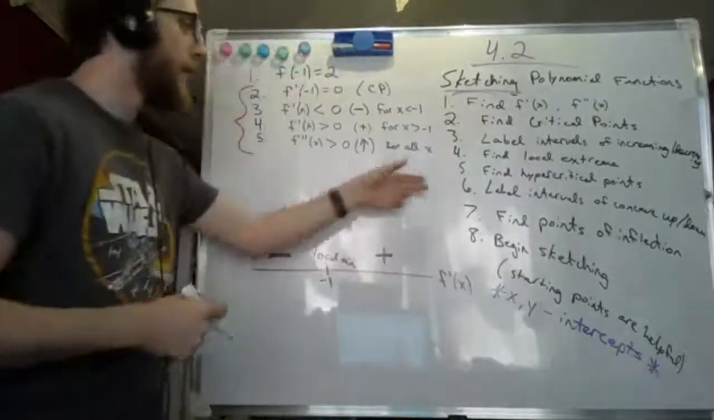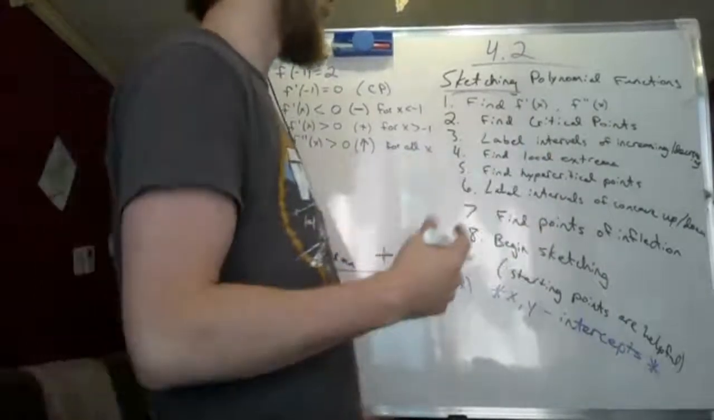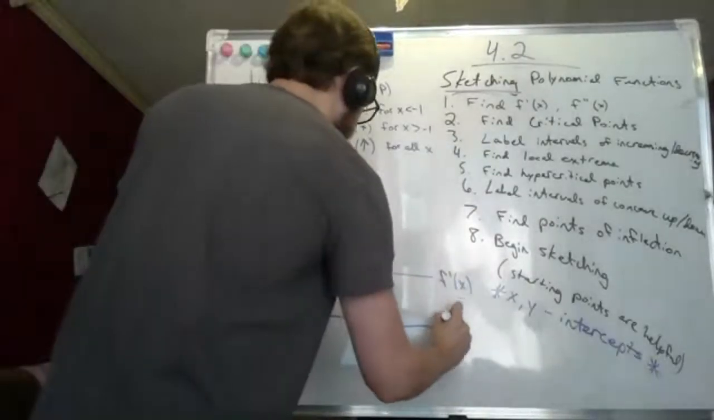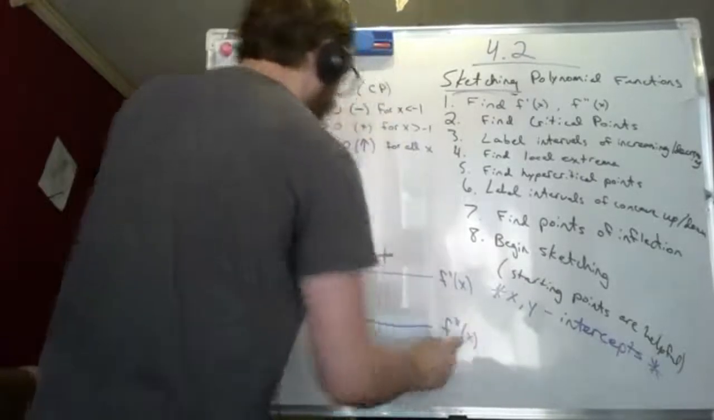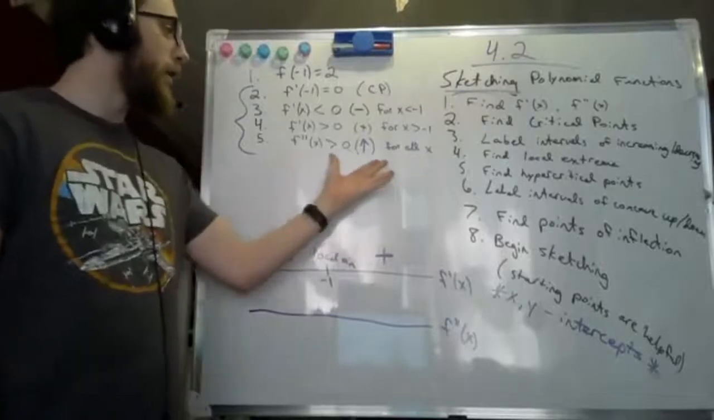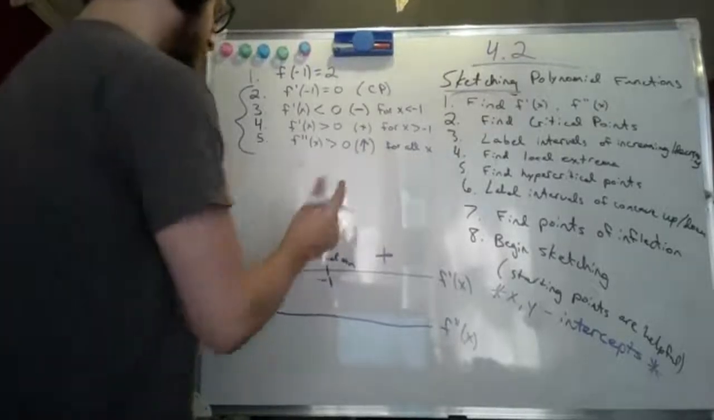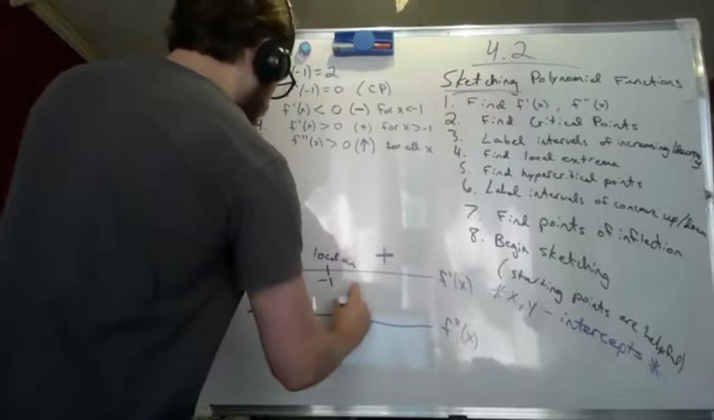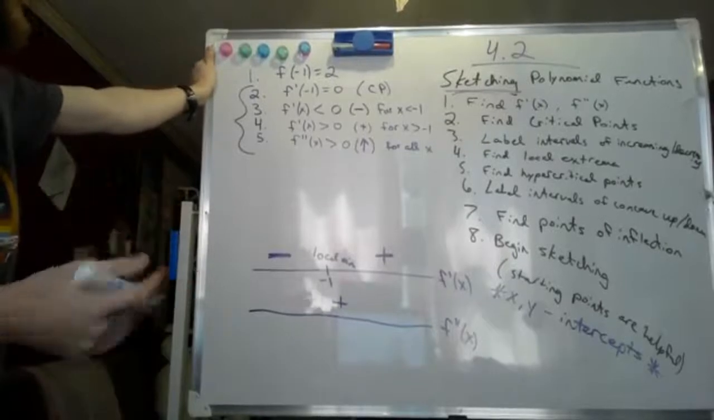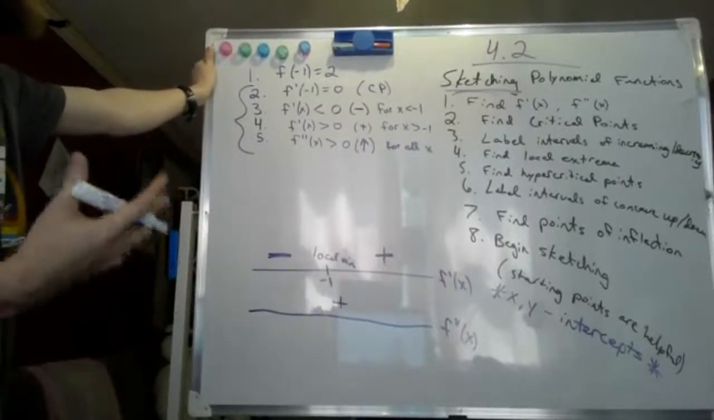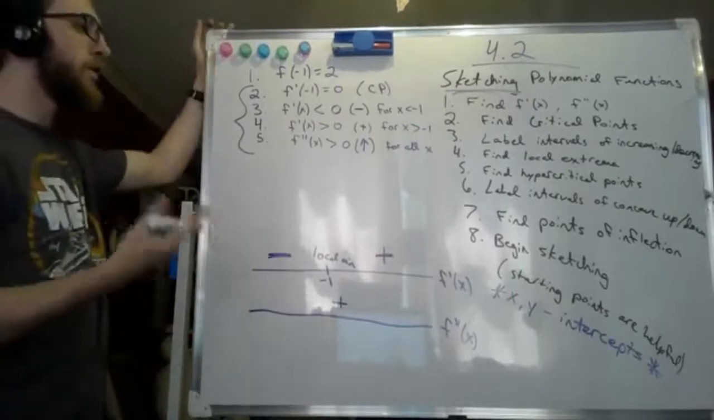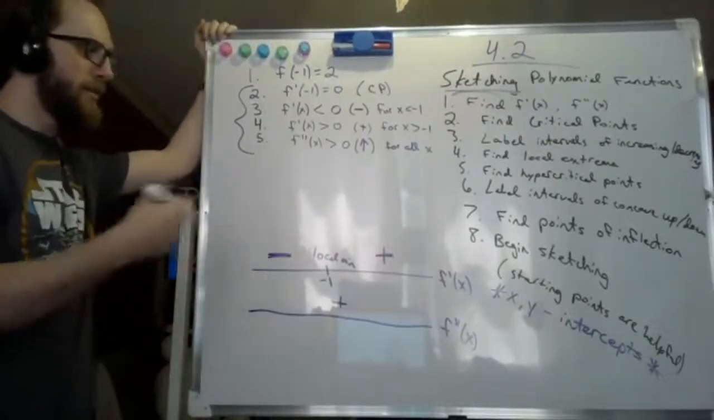Let's keep going. 6. Label intervals of concave up and concave down. So now we draw our number line for the second derivative. And we want to label concavity. Well, we're already told that it's positive everywhere, which means it's concave up everywhere. So the curve is facing upwards everywhere. So this is positive everywhere. Okay, now what? Points of inflection. Well, points of inflection occur at hypercritical points. We don't have any hypercritical points, and so we don't have any points of inflection. So we can skip that step.